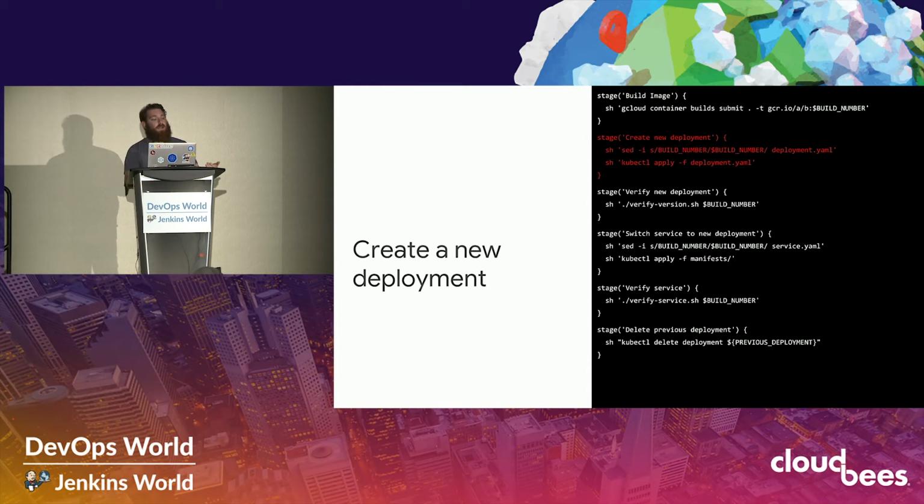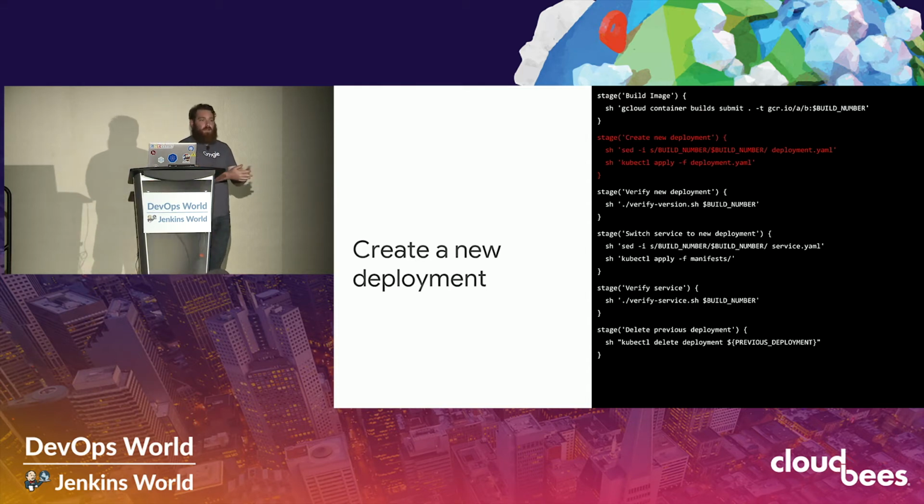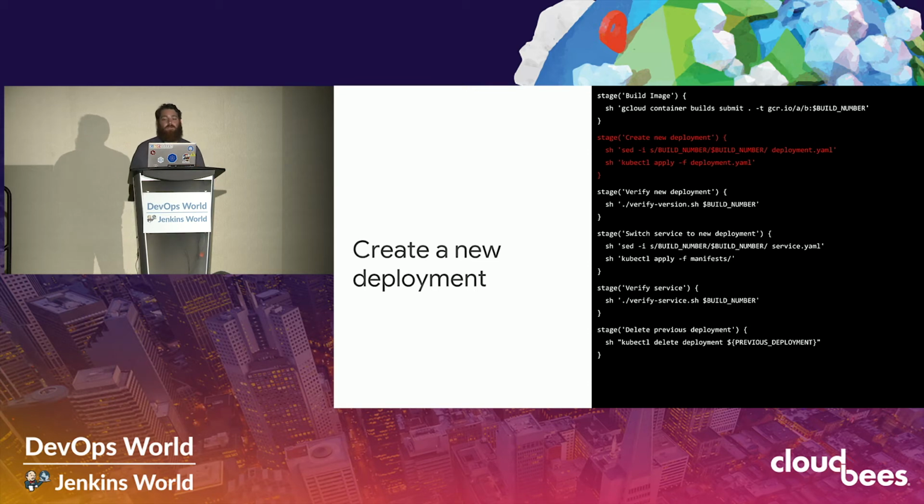Next, you're going to create a new deployment. This will be your green in the last example. Maybe you've tagged your Docker image with the build number or something like the actual Git tag or something like that. So you can apply that into your Kubernetes deployment and then apply that to your Kubernetes cluster.